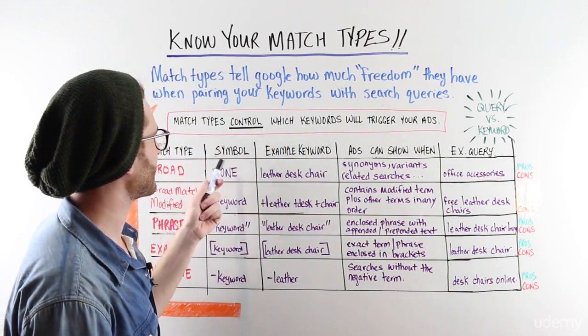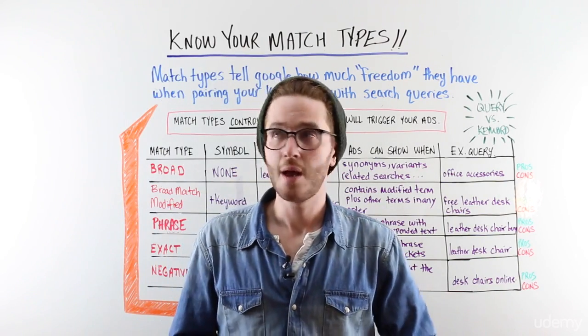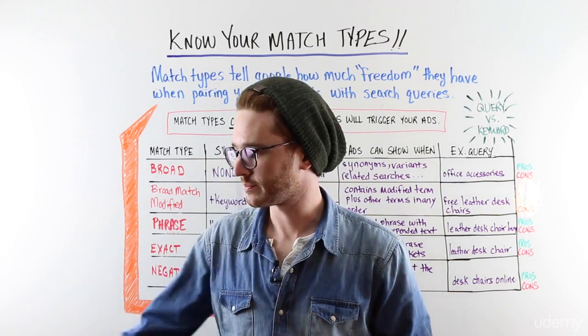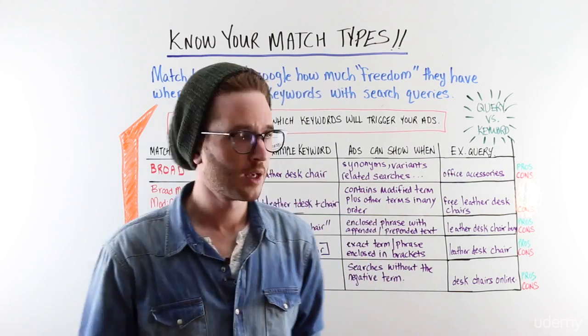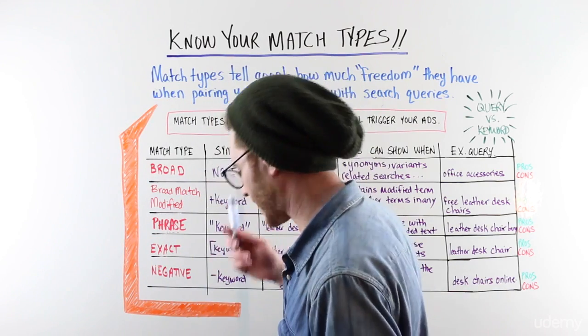Another way to say it is match types control which keywords trigger ads. That's the most concise way to say it. So match types control which keywords trigger ads. So that's what match types are conceptually. Now the different types of match types.